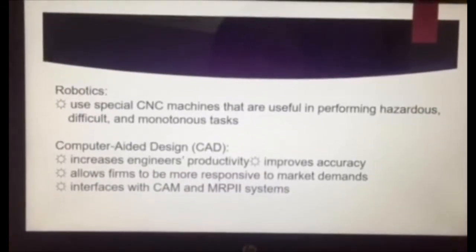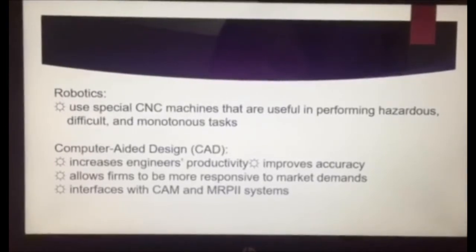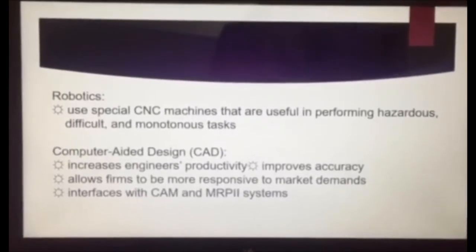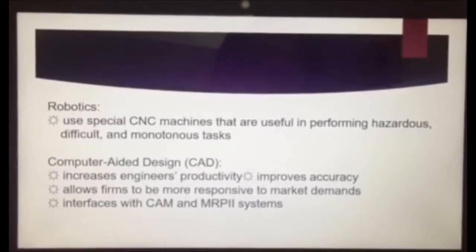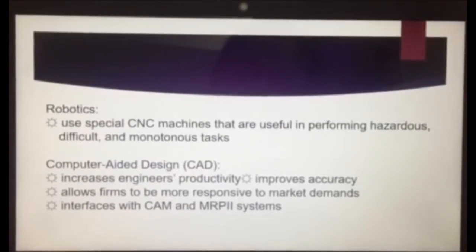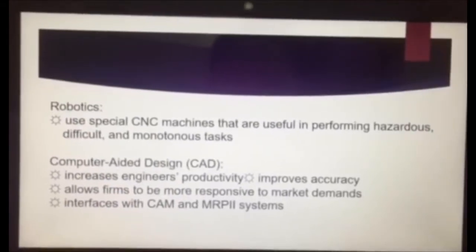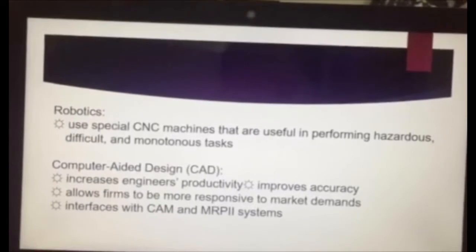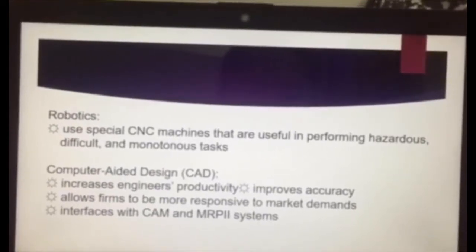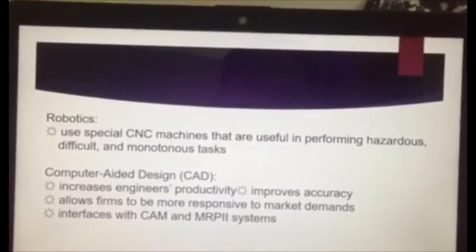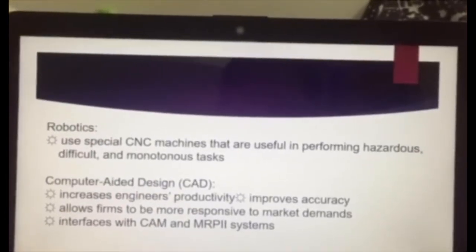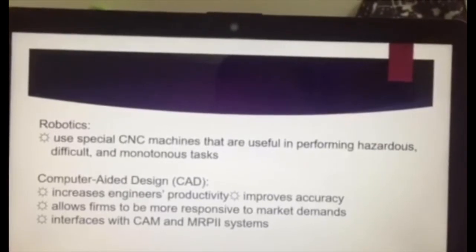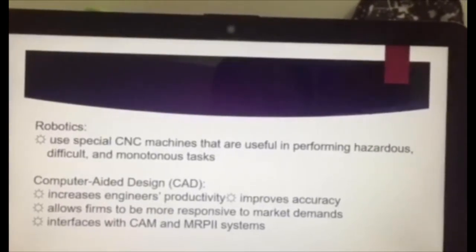Robotics use special CNC machines that are useful in performing hazardous, difficult, and monotonous tasks. So for CAD, which is computer-aided design, it has four things, which is can increase engineers' productivity, improve accuracy, allow firms to be more responsive to market demand, and interface with CAM and MRP systems.